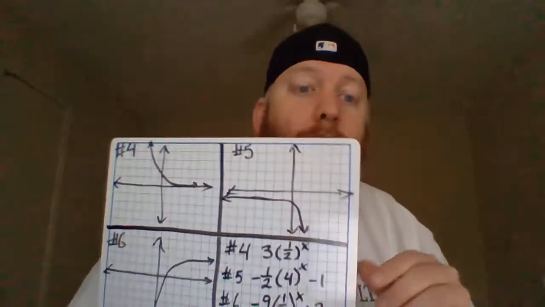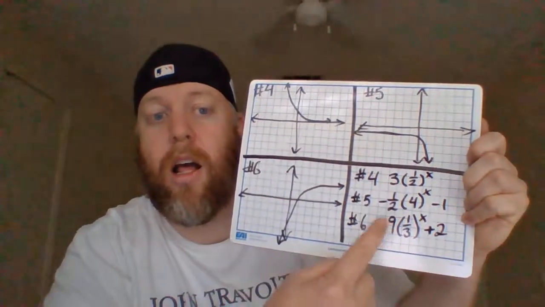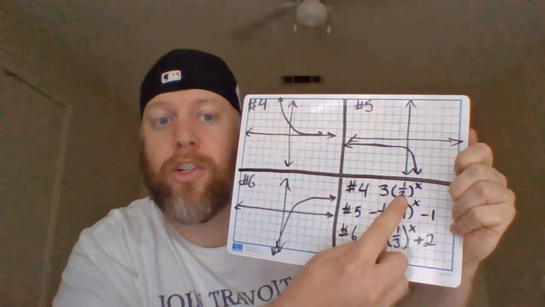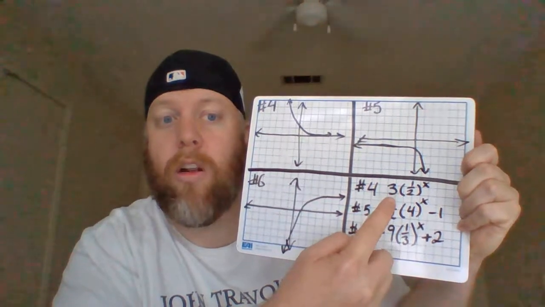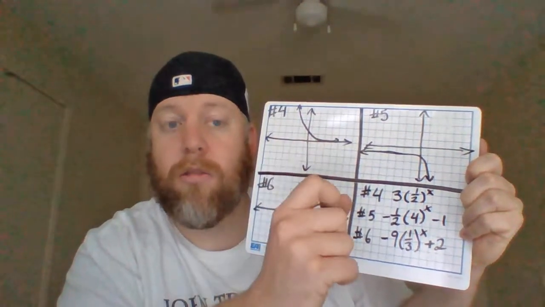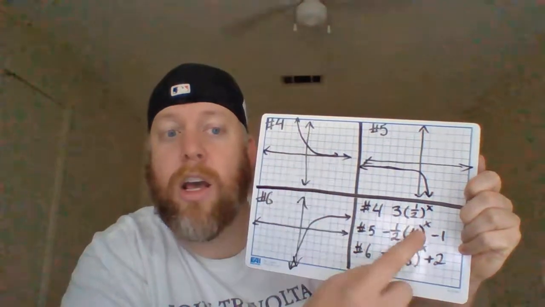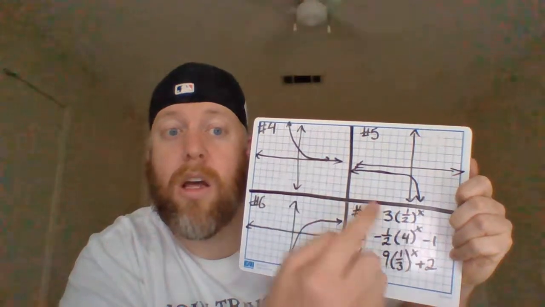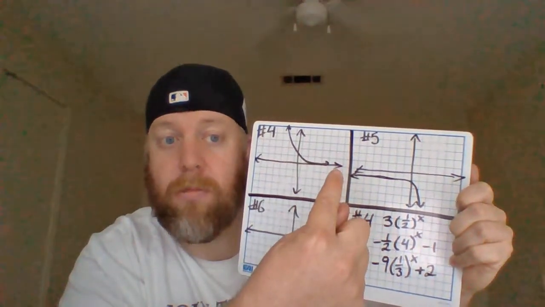But if you notice, each one of them will do something different, right? On number 4, when our b is a fraction, we experience exponential decay. But when our a is something greater than 1, we get a stretch, okay? So we're going to experience exponential decay, but it's also going to be stretched. Notice what's added to the back, nothing. So guess where our asymptote is? Y equals nothing, or y equals 0.